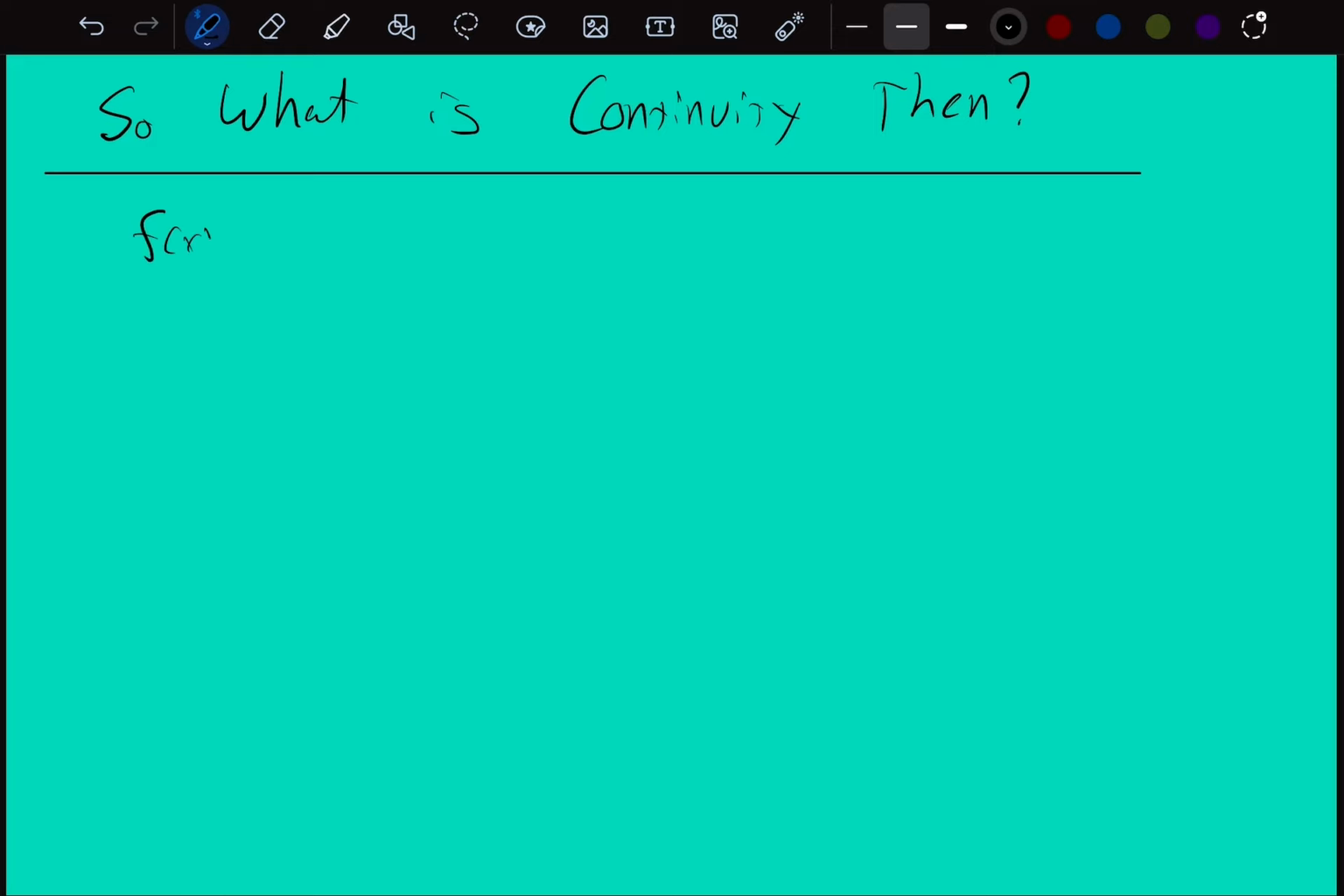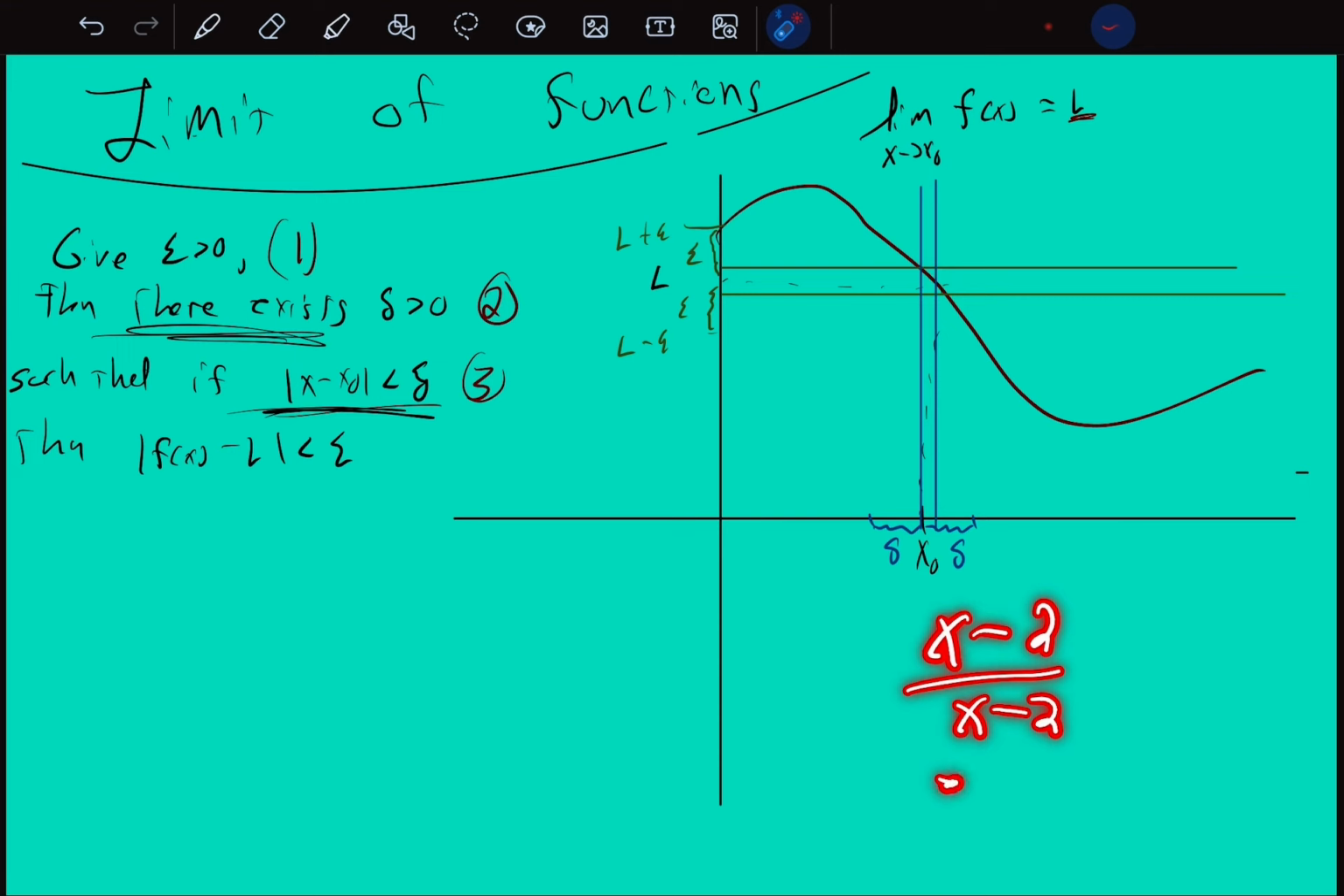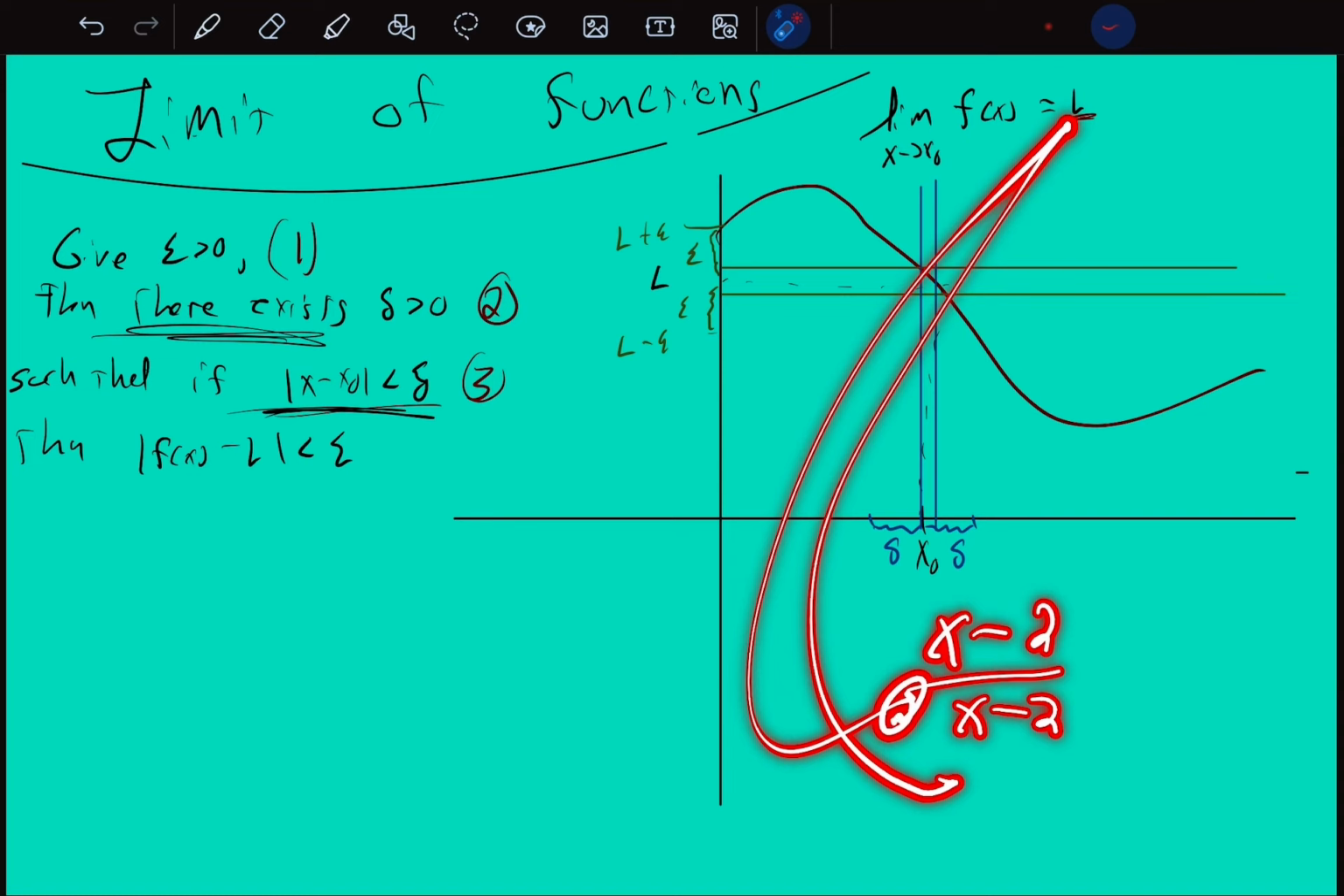f of x is continuous at x naught. This is going to be important. It's a very minute detail, but I'll mention it. So f of x is continuous at x naught if the limit as x approaches x naught of f of x is equal to f of x naught. Isn't that what we had here? No, but here, see, we had it equal to L. This might be undefined. Remember this, x minus 2 over x minus 2? It doesn't exist at x equals 2. But the limit does, because the limit would be the same, 1, but the function doesn't exist there.